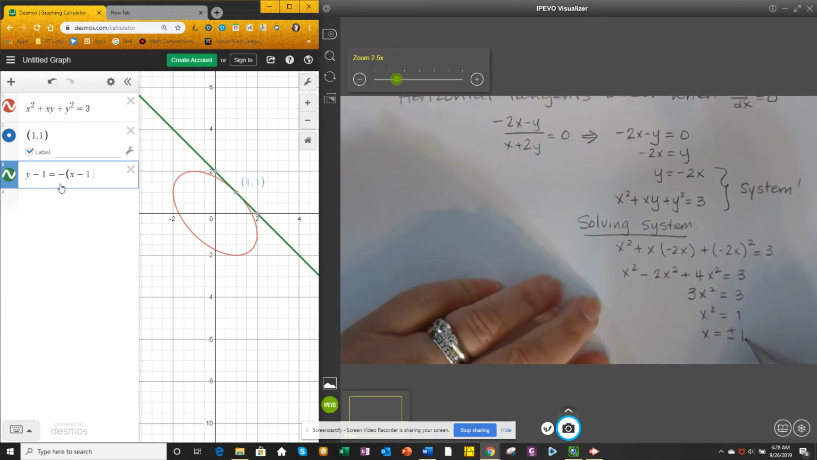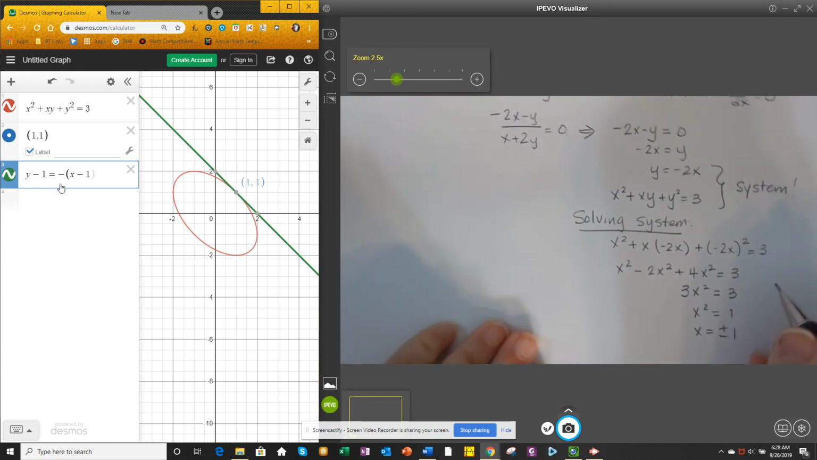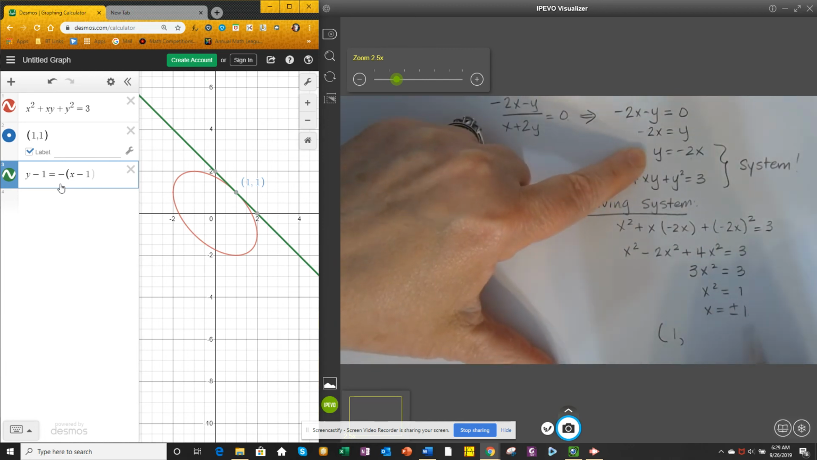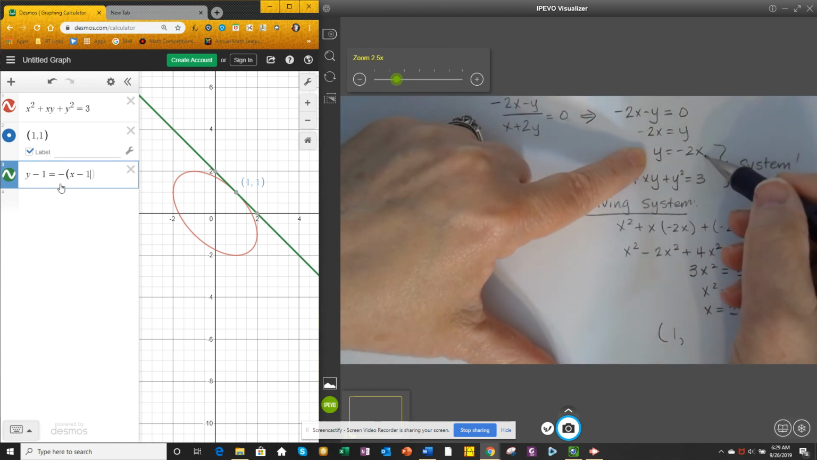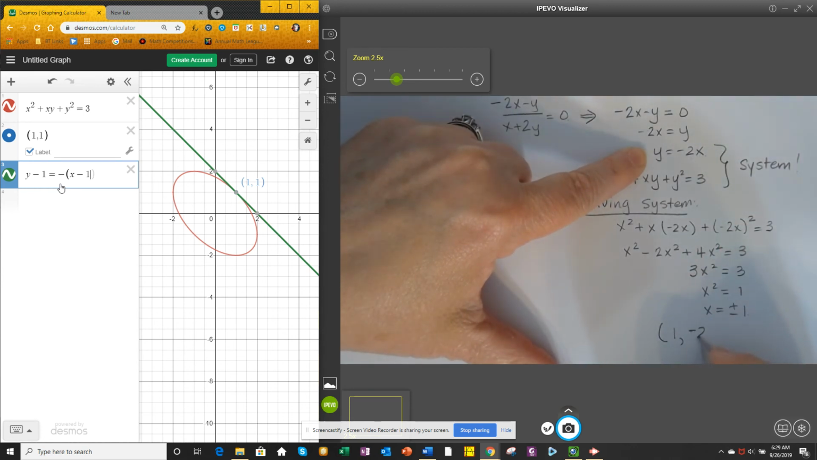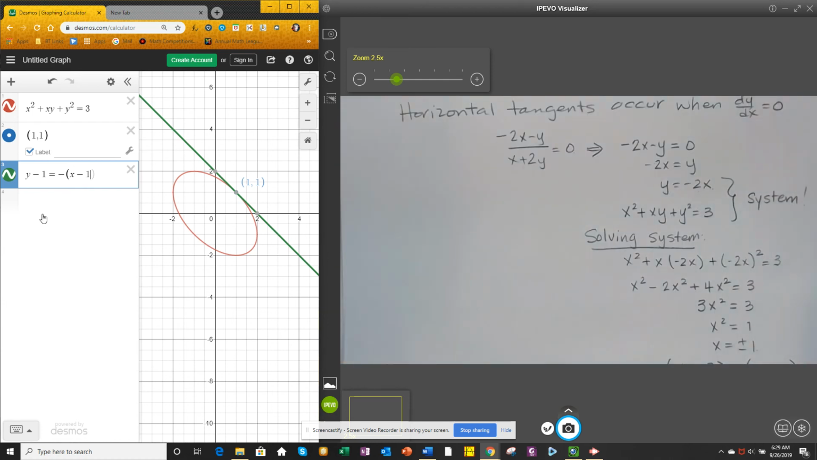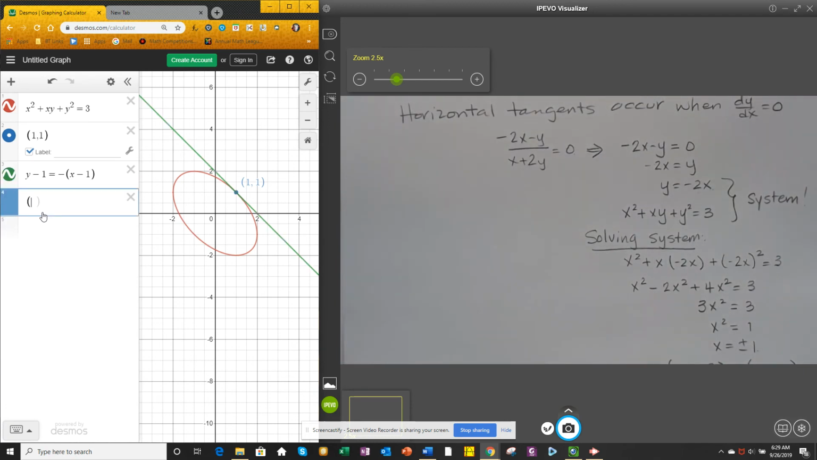So how do I get the y that goes with plus or minus 1? Well, we're going to recall that y equals negative 2x. So when x is positive 1, y is negative 2. And when x is negative 1, y is positive 2. And so let's see if that works on our graph. Let's plot our 2 points. We have (1, negative 2) and (negative 1, 2).